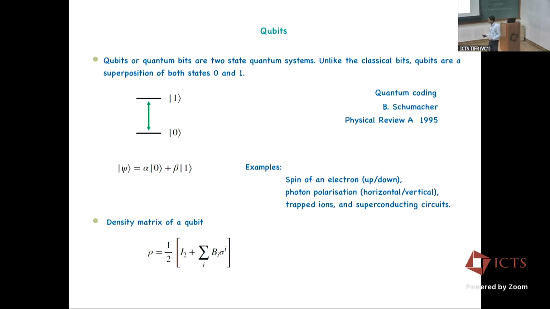So what is the density matrix of a qubit? It is much simpler: I2 is the 2 by 2 identity matrix, and sigma are the Pauli matrices. Basically, the density matrix of a qubit requires just 3 parameters, because the Hilbert space is 2-dimensional. We require 3 parameters to fully characterize the density matrix of a qubit.